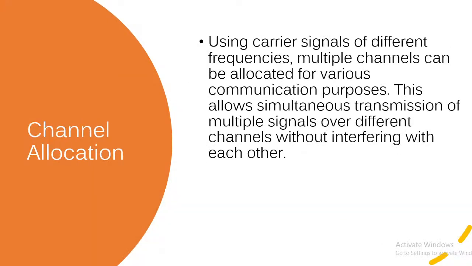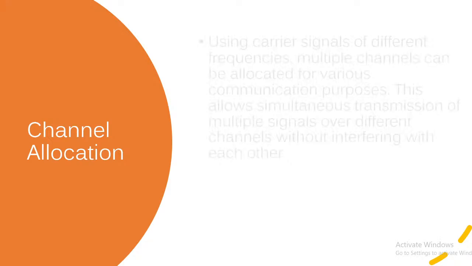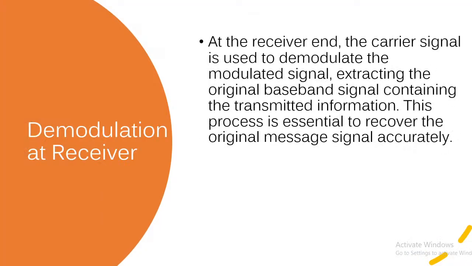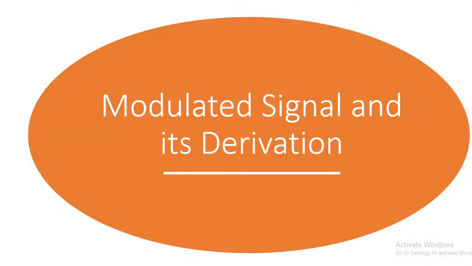Next, channel allocation. Using different carrier signals of different frequencies, multiple channels can be allocated for different types of communication purposes. Next, demodulation at the receiver is easy. You don't require demodulation circuits in baseband, but if you have carrier circuits, demodulation is easier. Simple circuits can be used for demodulation at the receiver, and you can recover the original baseband signal there.